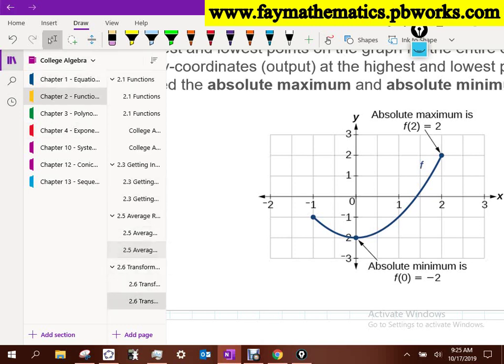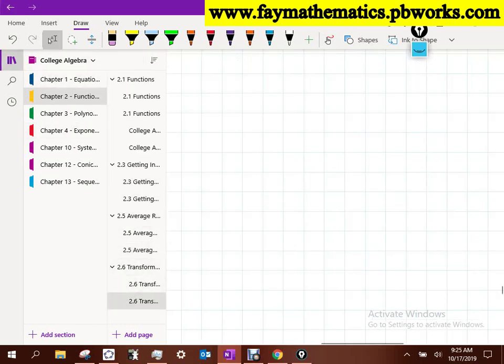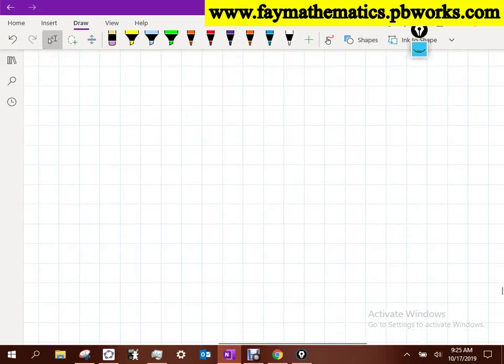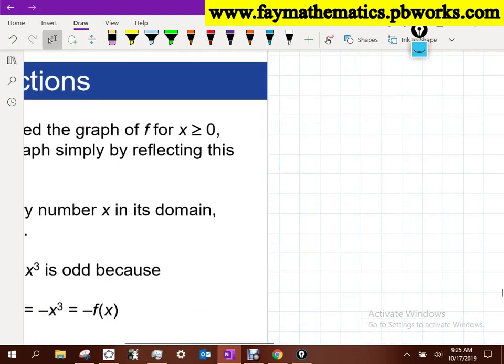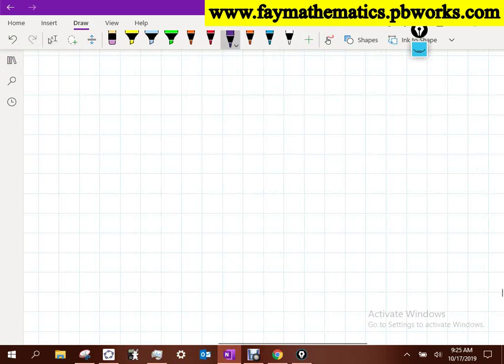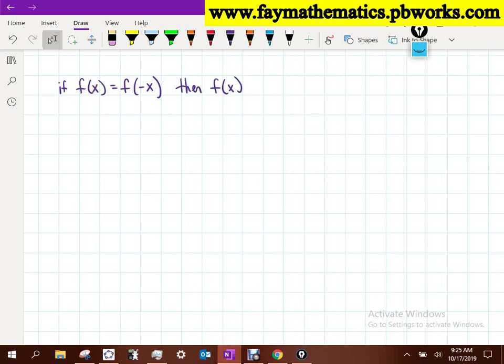That being said, I want to talk a little bit. We started to do this yesterday, but I want to talk about these even and odd functions. We had two rules yesterday that we ended with. First one said if f of x equals f of negative x, then your function f of x is even. Good. Which meant that we had this symmetry.